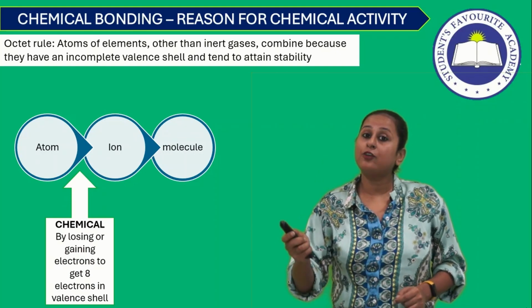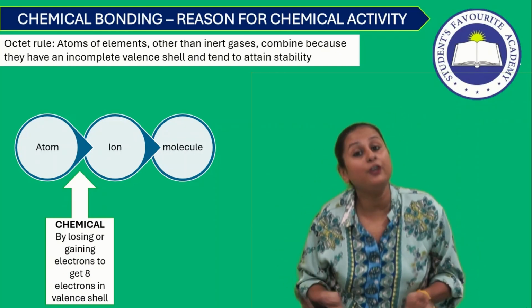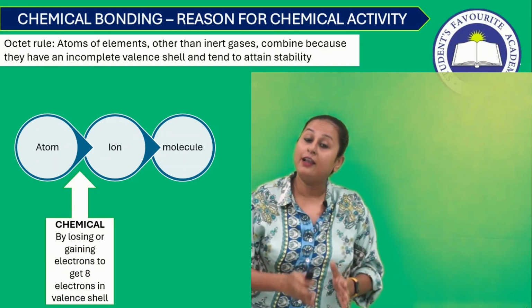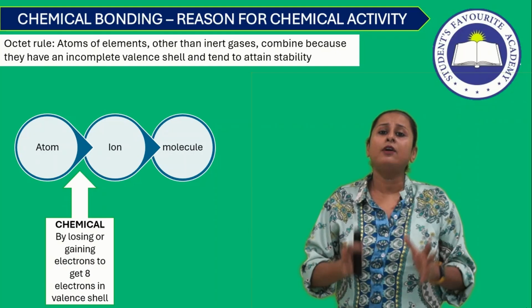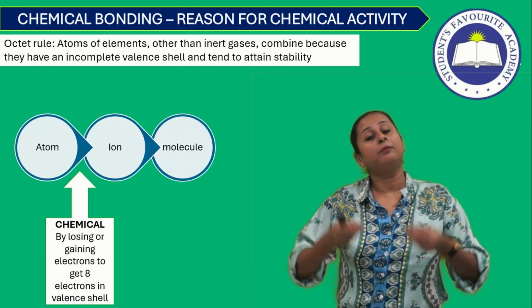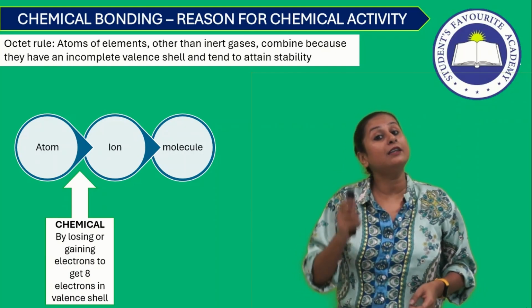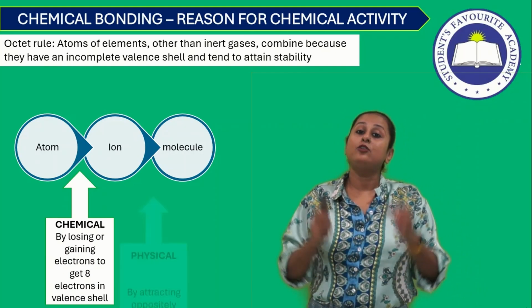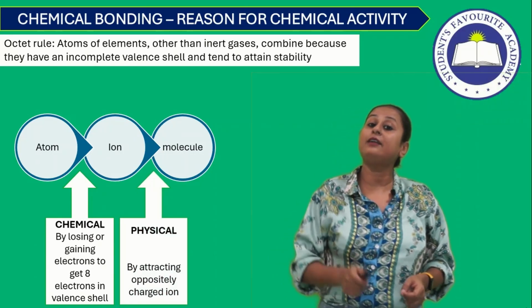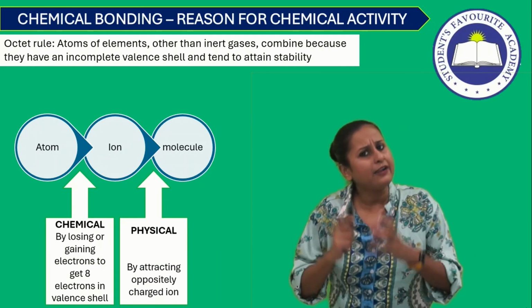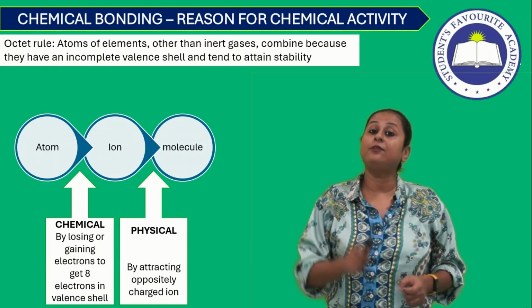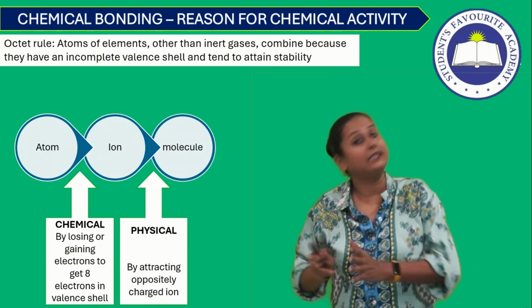When you lose electrons or gain electrons to complete your last shell, or to have 8 electrons in your outermost shell, or we can also say to have a complete valence shell, or to get the valency, or to get the electronic configuration of your nearest noble gas. And when two ions attract each other, it's a physical force. It's called an electrostatic force of attraction, and this attraction between them is a completely physical activity. So you should know the difference between chemical stability and physical stability.